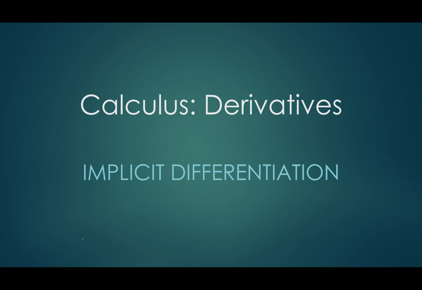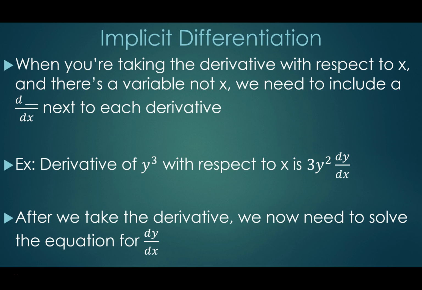Okay, so today we're going to talk about the concept of implicit differentiation. Now what this is: we're taking the derivative of a function with respect to x, but there's a variable that does not have an x. We will need to include a d blank dx next to each derivative.